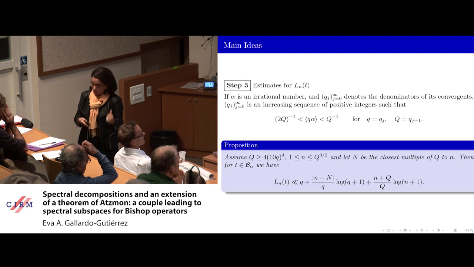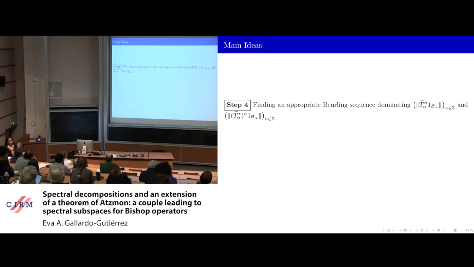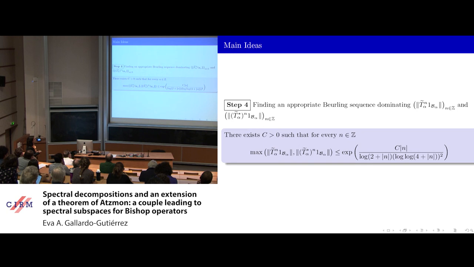Okay, once you have that, the last step is finding the appropriate Beurling sequence that dominates those two sequences of norms. And this is the Beurling sequence that comes up here. And amazingly, we are adding several logs in order to convert the series that we had in the definition of Beurling sequence.